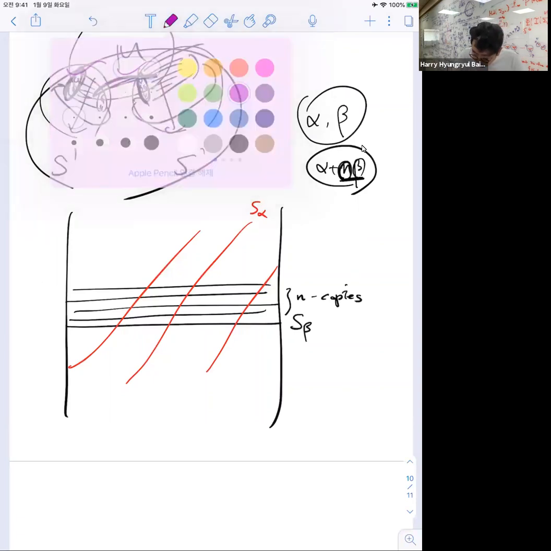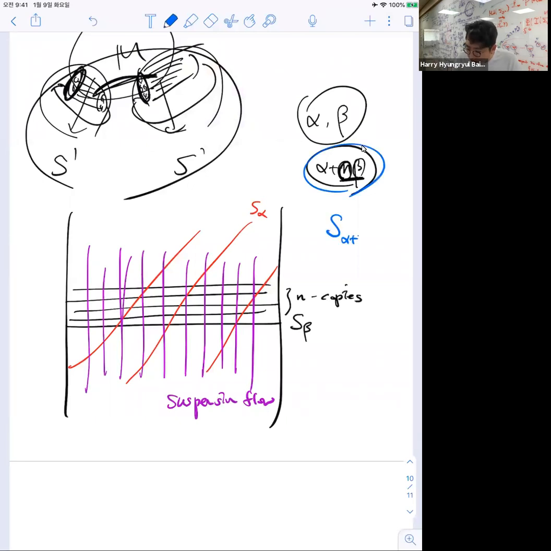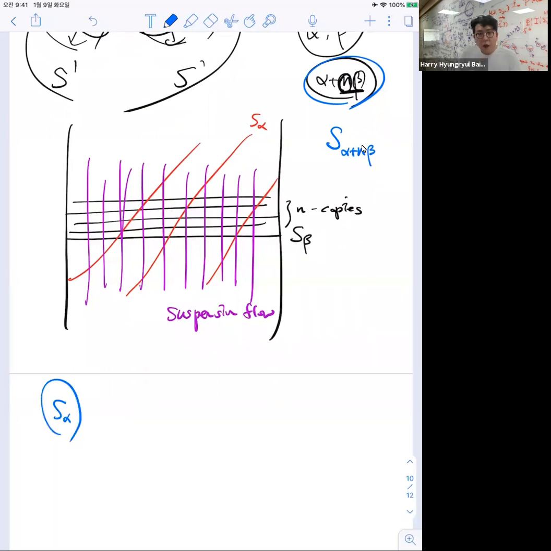And here we have a suspension flow. So the point is, how do we find a surface corresponding to this class, alpha plus n beta, from S alpha and S beta? Well, here the S alpha is a surface representing the homology class due to the class alpha. Alpha is a first homology class, so it's due to some second homology class.